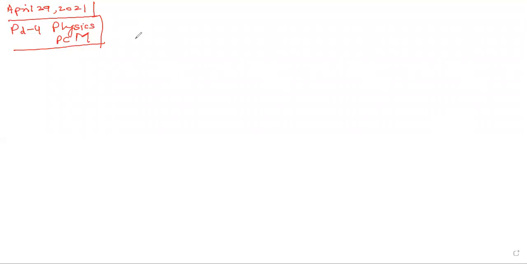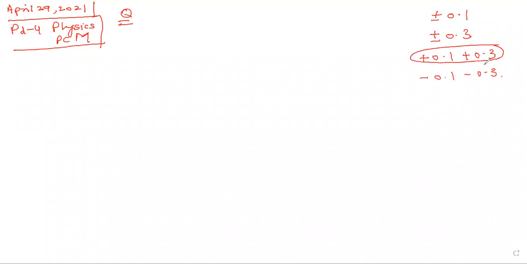I take another example. So I just wanted to ask why we are adding plus minus 0.1 and plus minus 0.3. Why are we not subtracting them? Reason: because always you go for the maximum possible error. Suppose the first is given 0.1, the second is given 0.3. When you go for the maximum, you take either both positive or both negative. This is the maximum, this is the limit of the error.